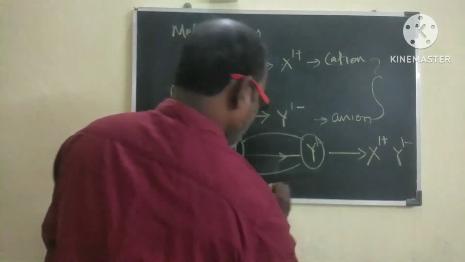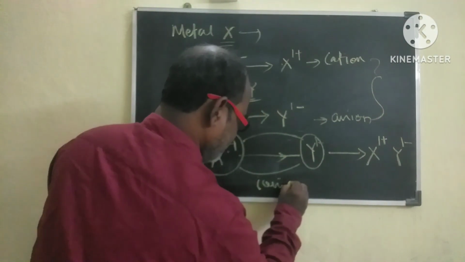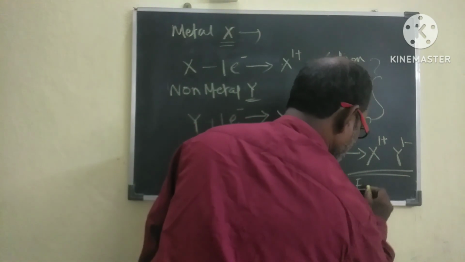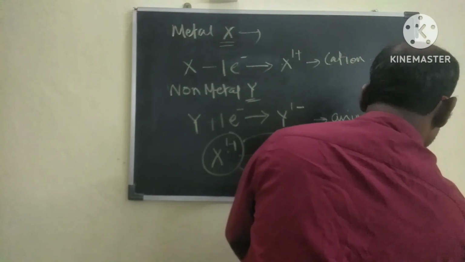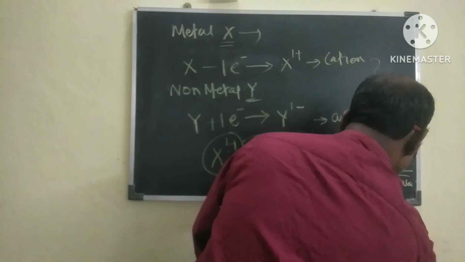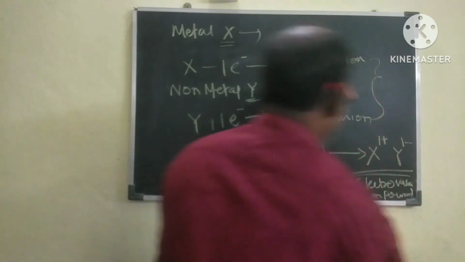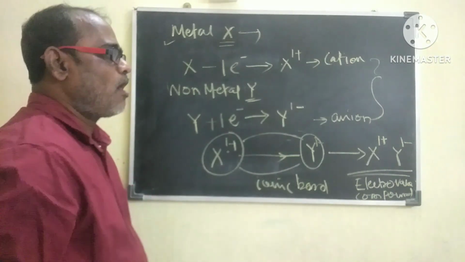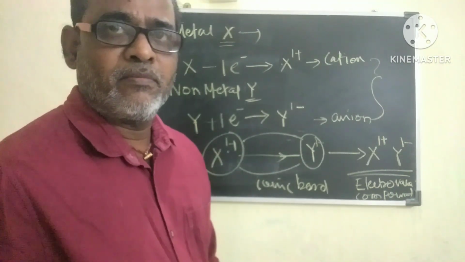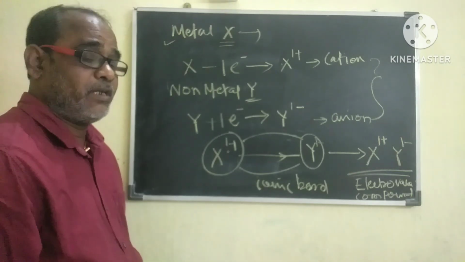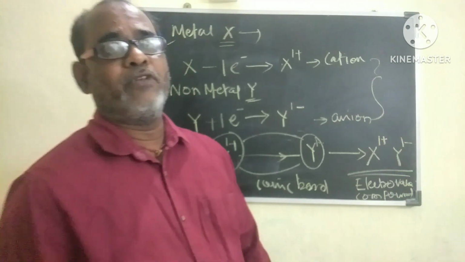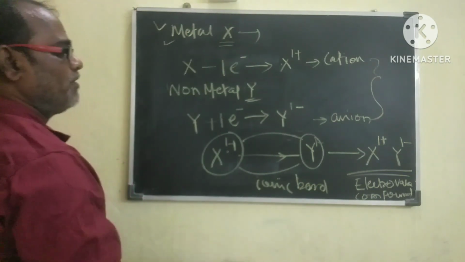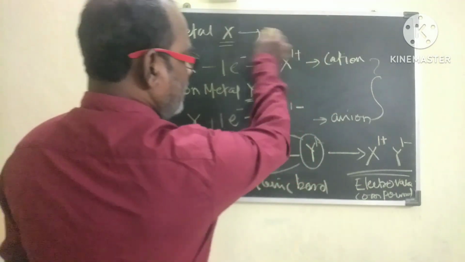here this is the ionic bond and finally we get an electrovalent compound. Clear? So from this we can say how there is a formation of electrovalent or ionic bonds, electrovalent bonds, and the formation of an electrovalent compound, or you can say an ionic compound. So this is one example we have done, what the mechanism is and how it happens.